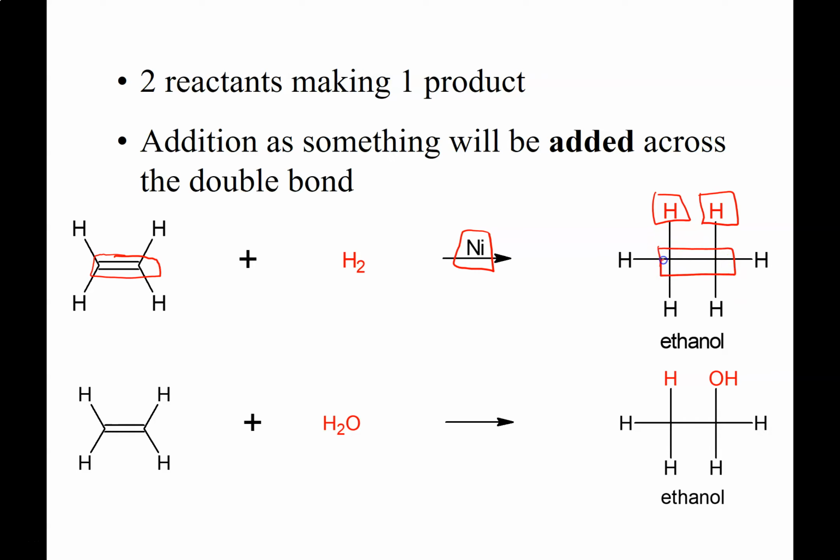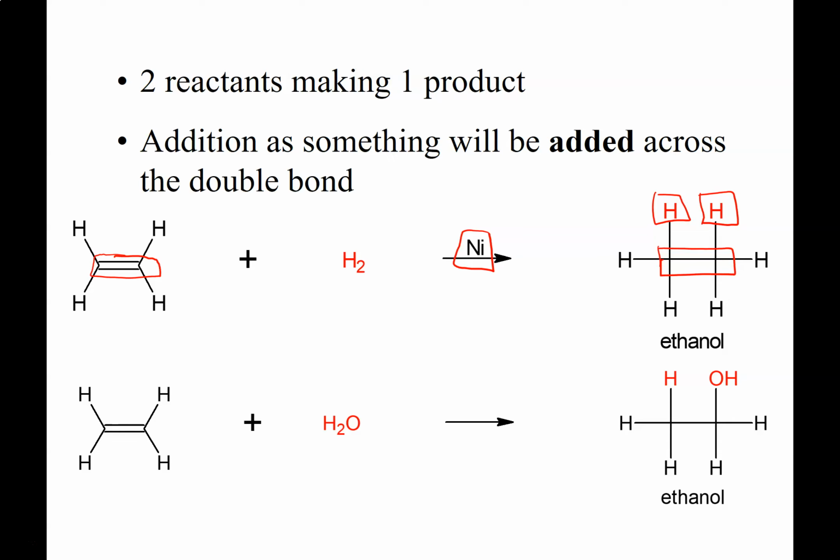It's all single bonds. So that's a very easy way of spotting an addition reaction: if you're going from something that has a double bond in it to something that only has single bonds, you have added something on. Similarly, if you start with an alkyne, with the triple bond in it, and you go to something with only a double bond, you'll know that something has been added on to it as well. We'll see that a little later on.